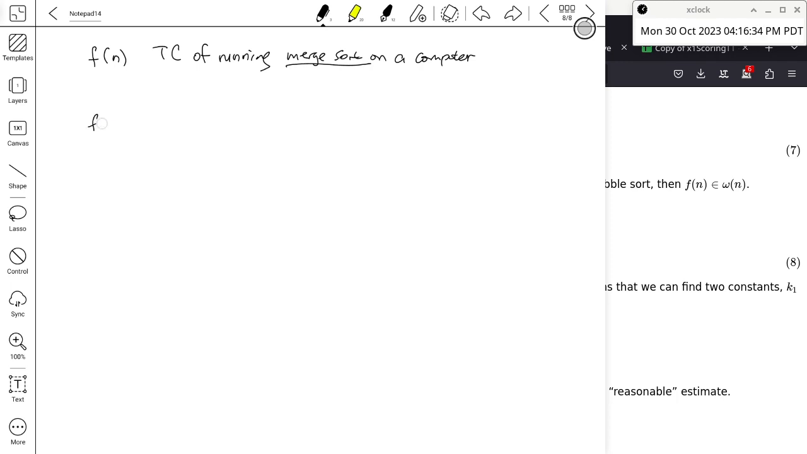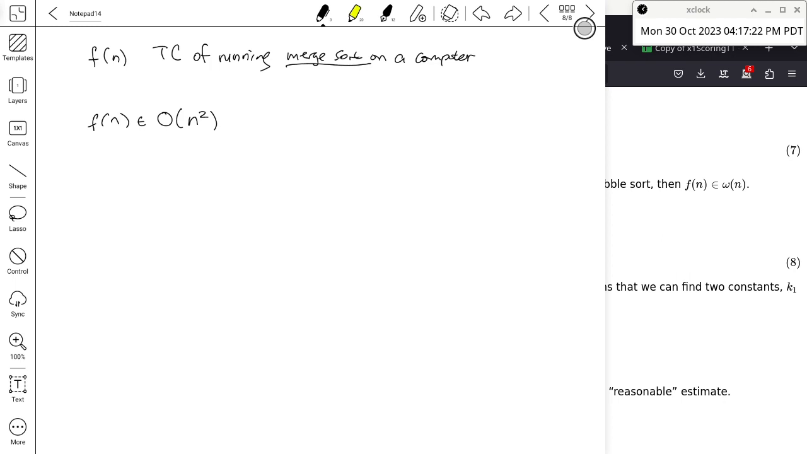And I'm going to say f of n is an element of big O of n squared. Can I make that claim? Is that claim correct? What do you think? First of all, according to what you know about merge sort, what is the actual time complexity of merge sort? Not n squared, because n squared is poor for a sorting algorithm. What is the time complexity, the upper bound, of a merge sort algorithm?